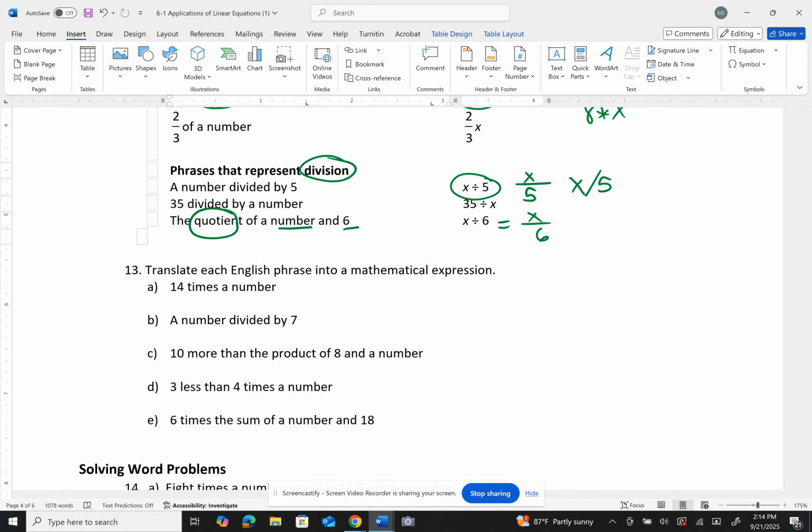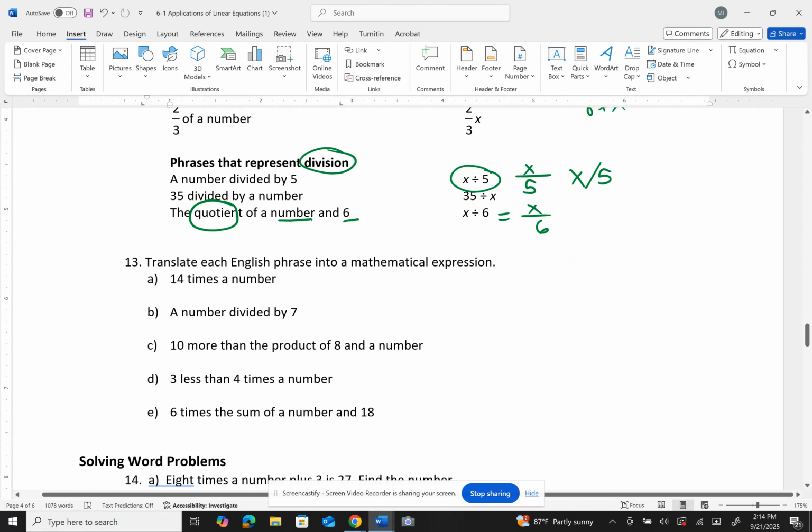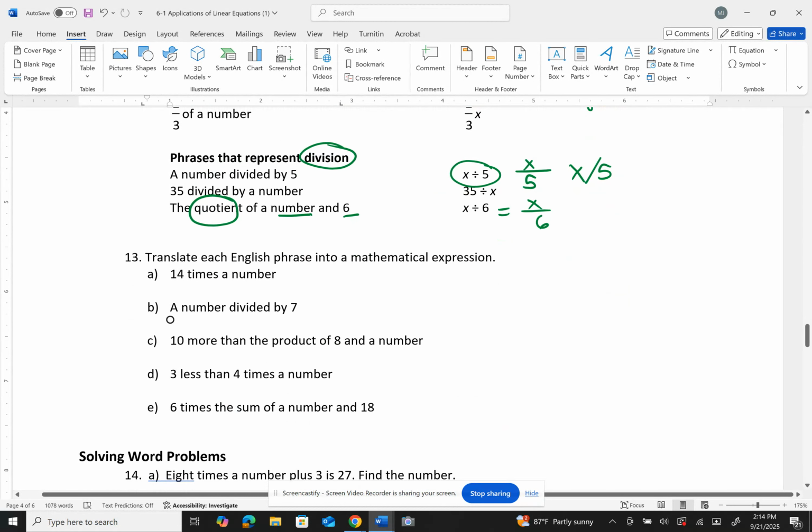All right, let's practice just with that part, just that translating of an English phrase into a math expression. These will not have an equal sign in them yet, because there's no word that stands for equals. It doesn't say is equal to something or just an is. So all we're doing is practicing with what was in this table right here, okay? Just trying to translate. So if we needed 14 times a number, we could just write 14x.